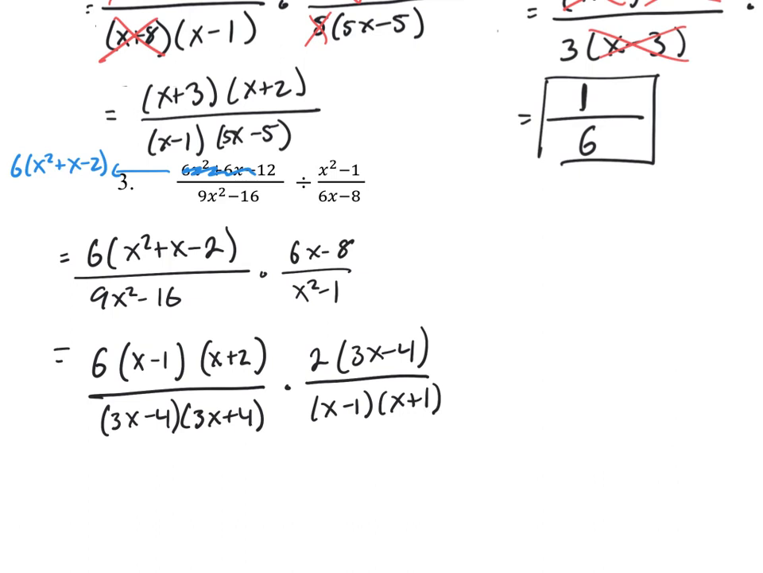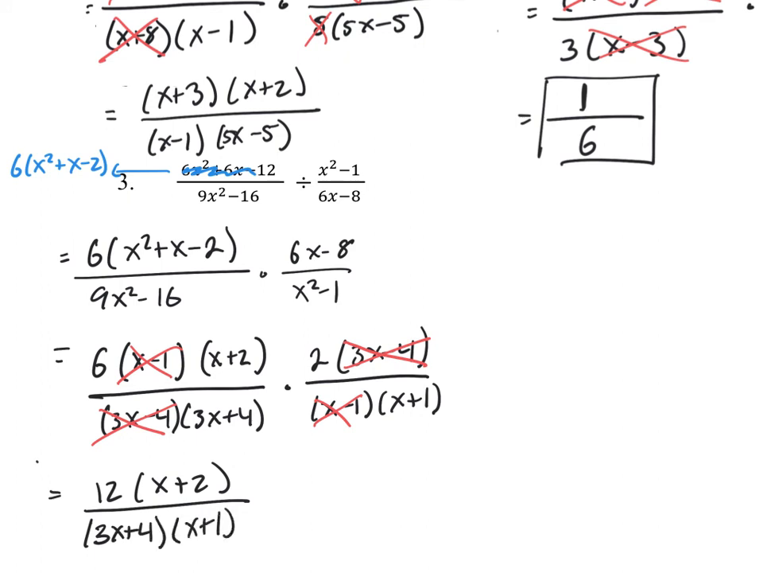And now we want to reduce as much as we can. All right, so we have an x minus 1 in the numerator and an x minus 1 in the denominator. We have a 3x minus 4 in the numerator and a 3x minus 4 in the denominator, and that's all that we can cancel. So now we just want to multiply straight across the top, straight across the bottom, so we can get this all in one fraction. So 6 times 2 is 12, times our x plus 2. And then we have our binomial 3x plus 4 times our other binomial, x plus 1. And just double check at this time that there's nothing else to cross reduce. Now it's all a little bit more compact, and there's not, so we're good to be done.